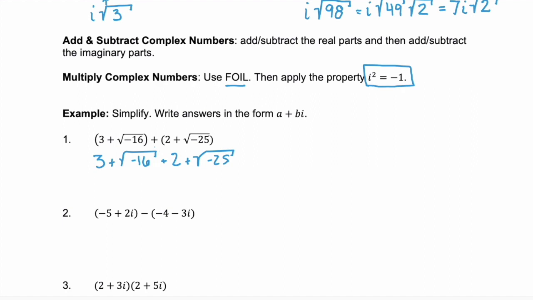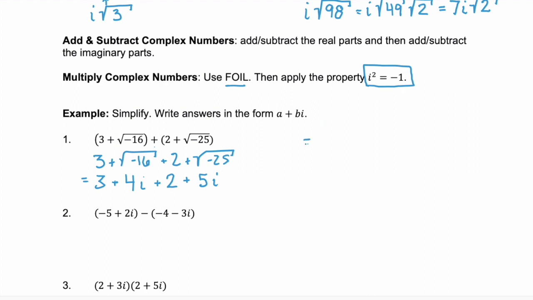Now I'm going to simplify these radicals. So 3 stays the same. The square root of -16. Well, 16 is a perfect square, so that would be 4. And taking the square root of the negative gives us an i. And the 2 stays the same. Square root of -25. 25 is a perfect square. The square root of that is 5. And the square root of the negative part is i.